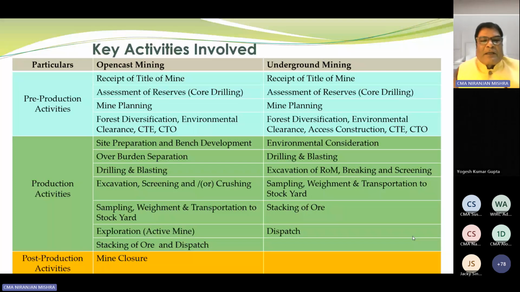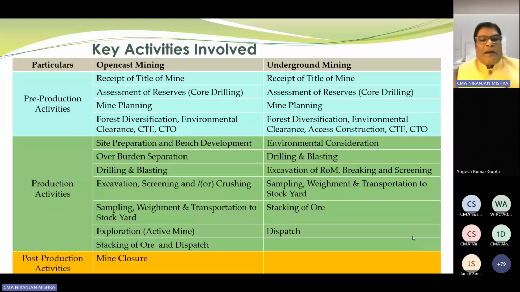To avoid disruption in sales or dispatch, after stacking in the stockyard, the company will intimate the mining department, the deputy director of mines, or the concerned mining government agency. They will come and compare the grade of the ore stacked at the different stacking points. So this is the process.